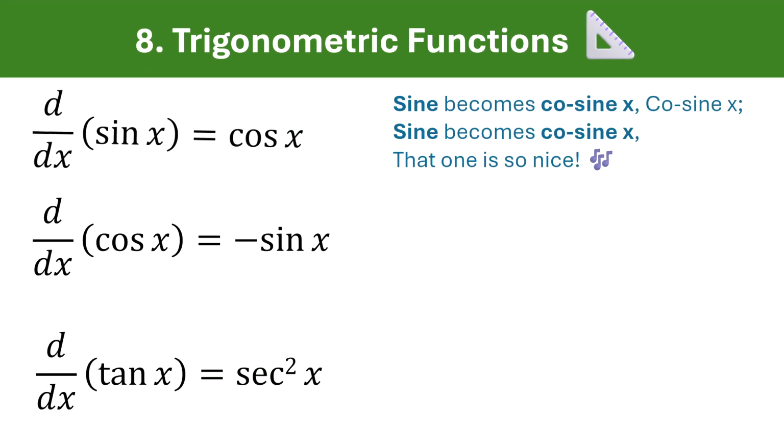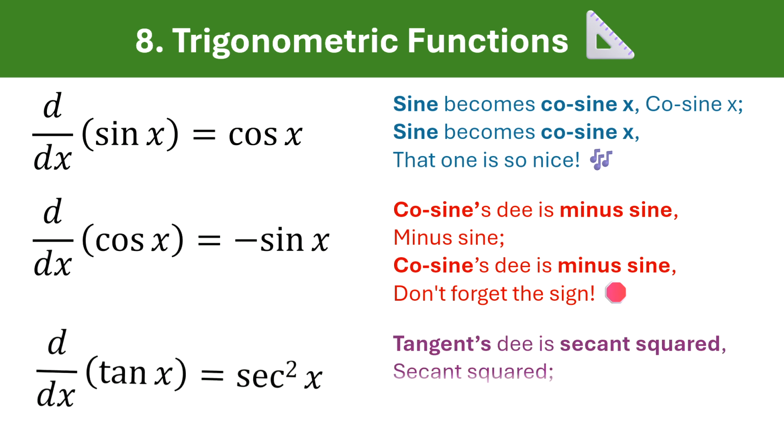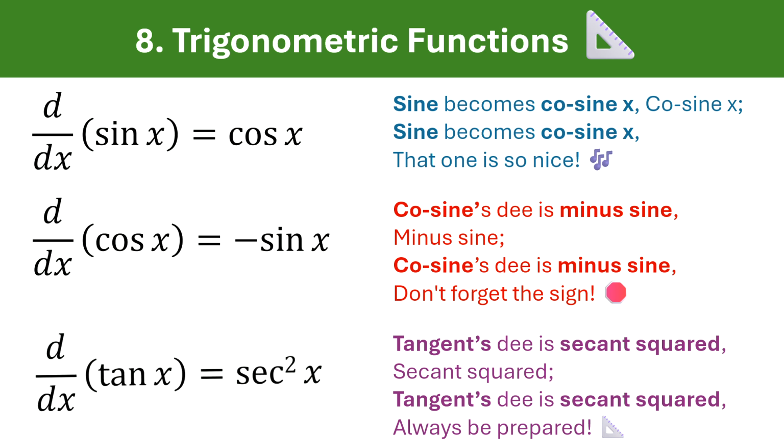Sine becomes cosine x, cosine x. Sine becomes cosine x, the one is so nice. Cosine x is minus sine, minus sine. Cosine x is minus sine, don't forget the sign. Tangent x is secant squared, secant squared. Tangent x is secant squared, always be prepared.